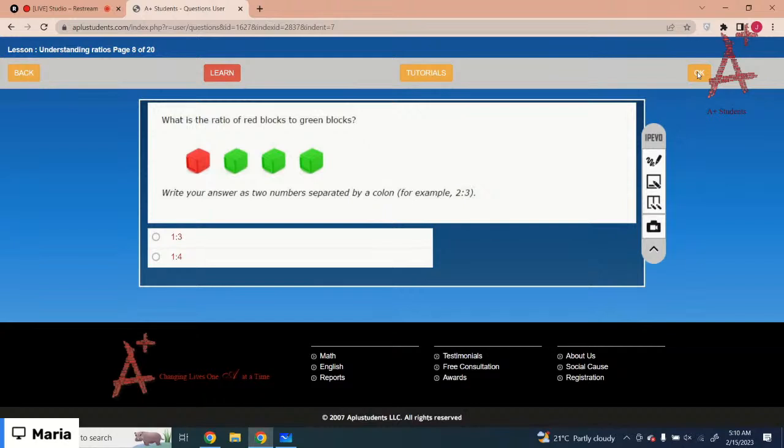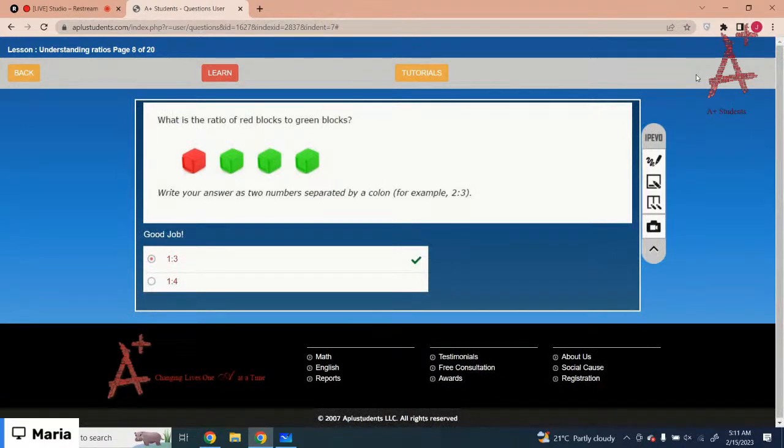The red and green blocks: there are 4 green blocks. How many green blocks are there? Yes, it would be 1 ratio 3. You have just one red block and 3 green blocks, so 1 ratio 3 is the correct option. You guys are doing amazing today.